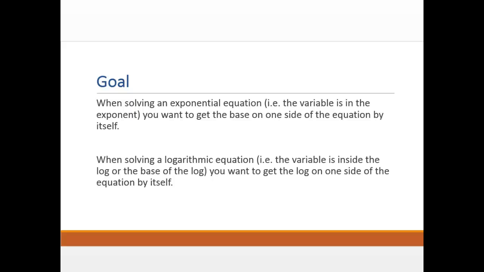We're going to look at solving these, and the goals are basically simple. So we have an exponential equation, in other words, when the variable is in the exponent. Our goal is to first get the base on one side of the equation by itself. Remember that the variable being the exponent means there's a number for the base. We want to get that on one side of the equation, to the left or the right, by itself.